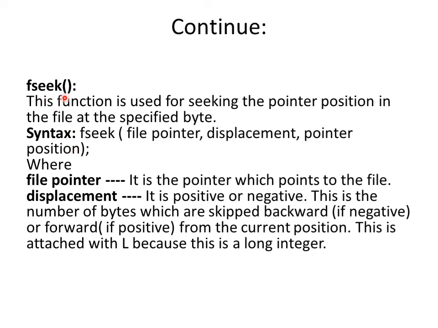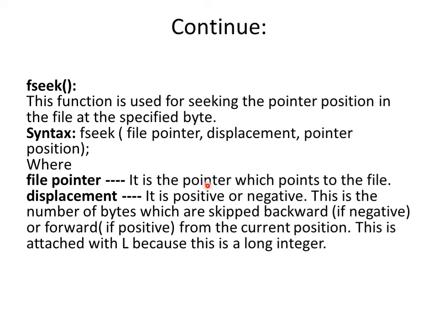fseek function. Seek means we are seeking which pointer I should point to, that means which file I should read. This function is used for seeking the pointer position in the file at the specified byte. That means if it is in the sixth position, directly I can move to that position. The syntax is fseek, file pointer, displacement, pointer position, where it should be pointed.